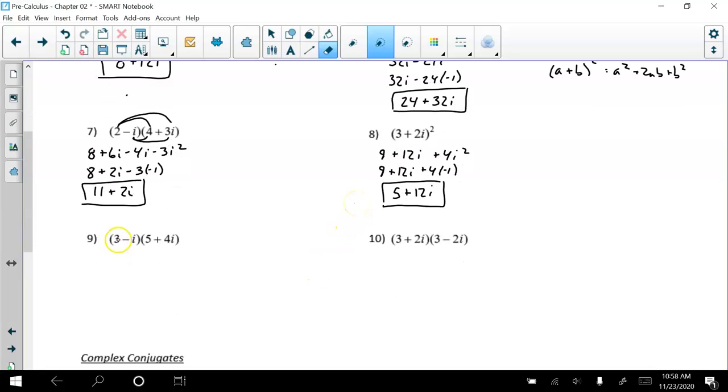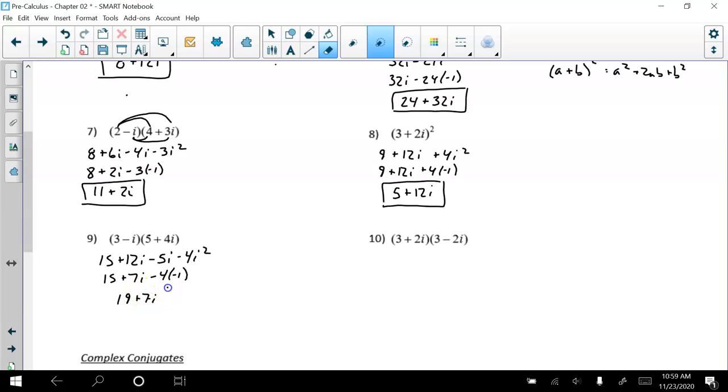Distribute for number 9. 3 times 5 is 15. 3 times 4i is plus 12i. Distribute the negative i, you get negative 5i minus 4i squared. So we combine, we have 15 plus 7i minus 4i squared, and i squared is negative 1. Negative 4 times negative 1 is positive 4. So 15 plus 4 is 19 plus 7i.